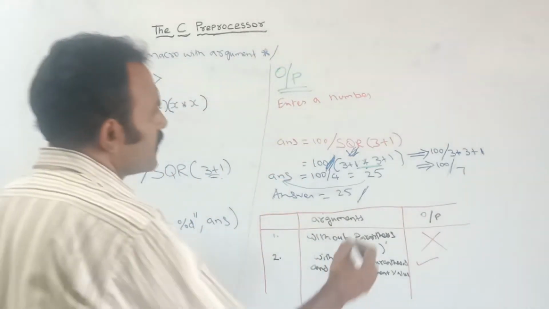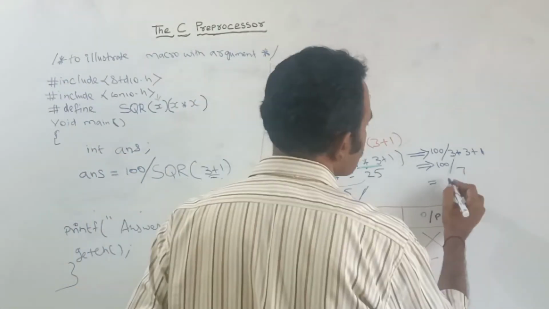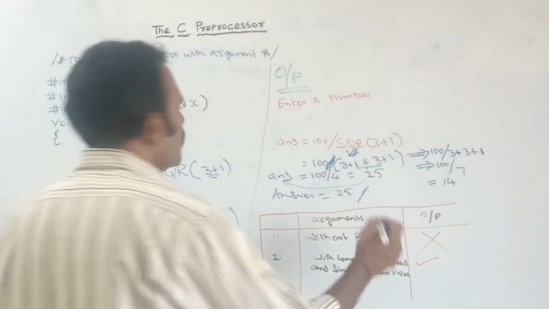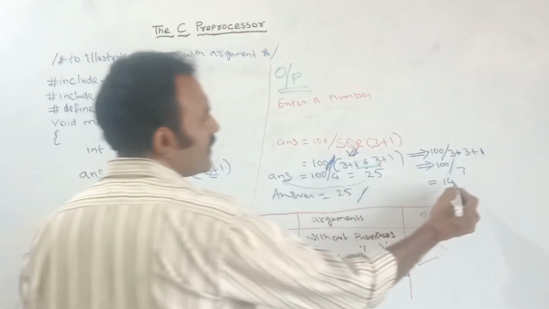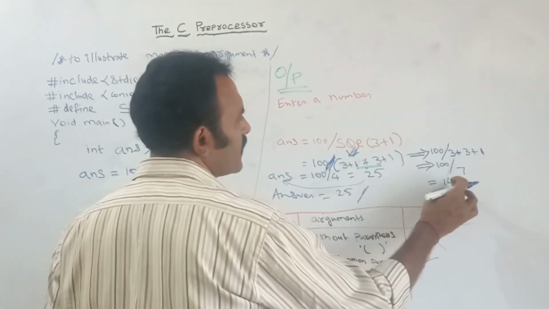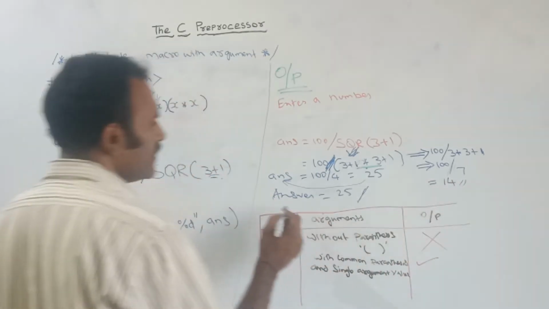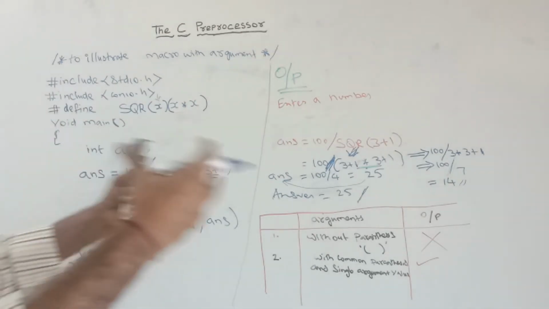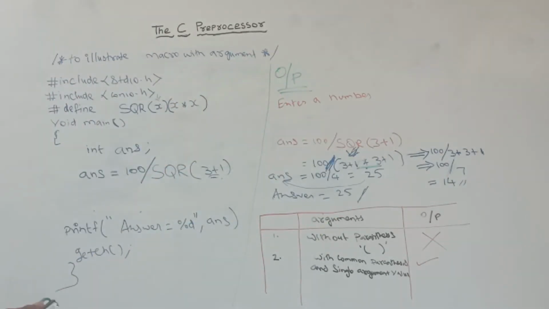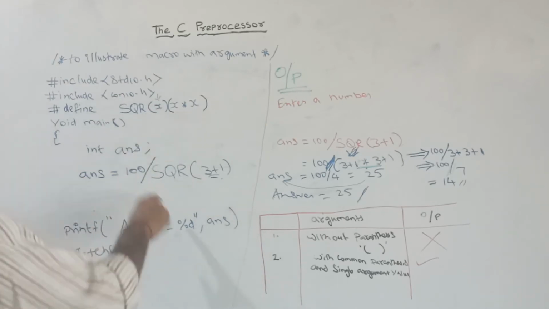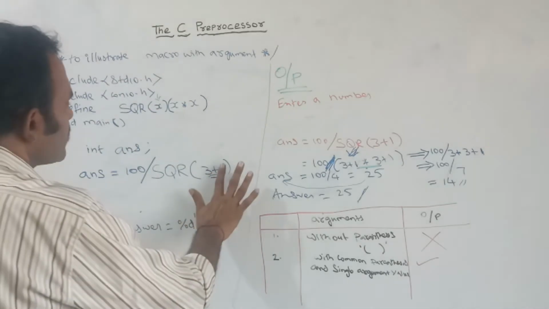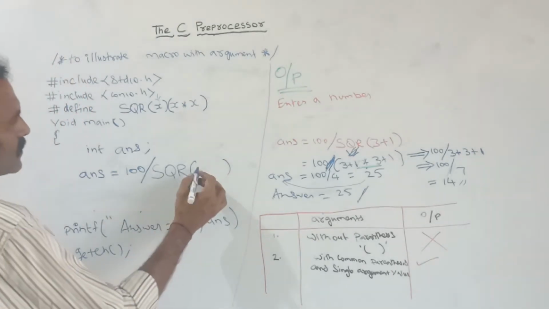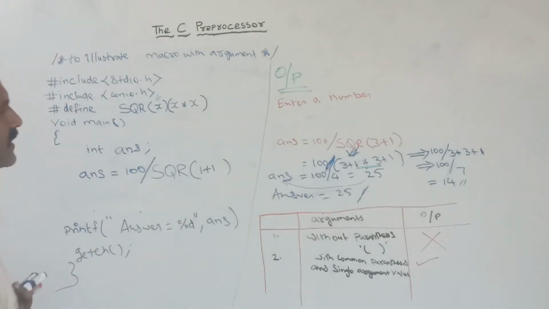So the result is how much? 14, because this is an integer value, it will not take the point value. So here the answer will be 14. It will display like this: answer is equal to 14. Otherwise, let us take the same example. Previously we had given the value as 2. So now let us take 1 plus 1, if you are giving the value 1 plus 1 like this.